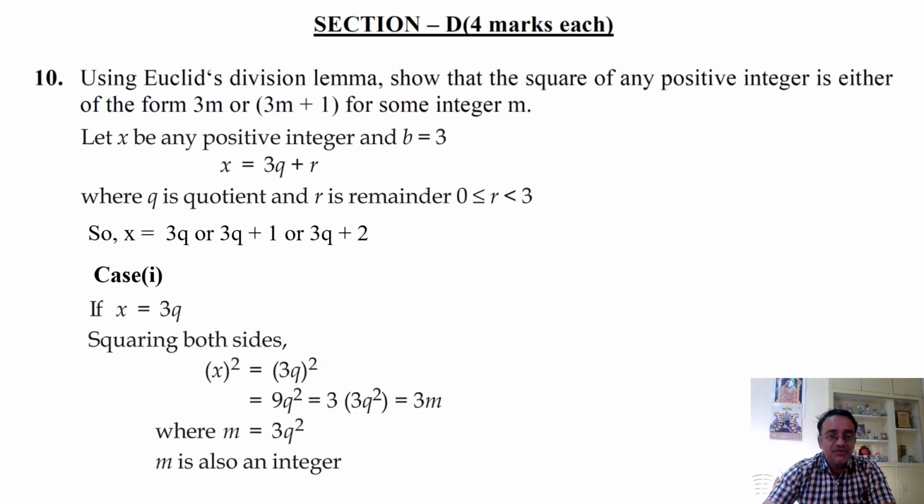So if x is equal to 3q, then squaring both sides, we will get (3q) whole square, that is 9q square. So what we will do, we will take 3 common. After taking 3 common, the second part, that is 3q square, we'll write it as m. m is any integer.